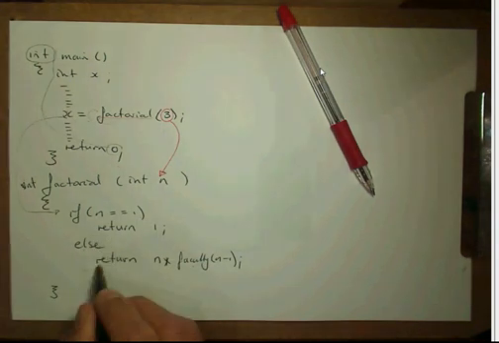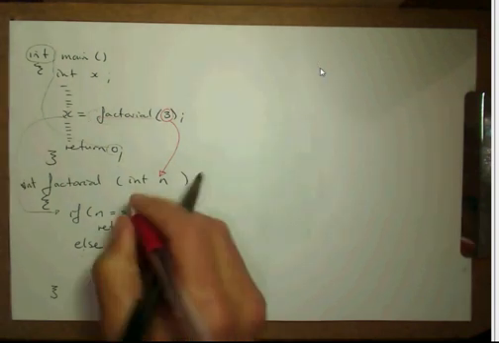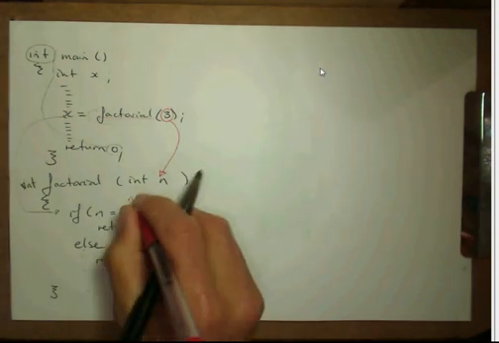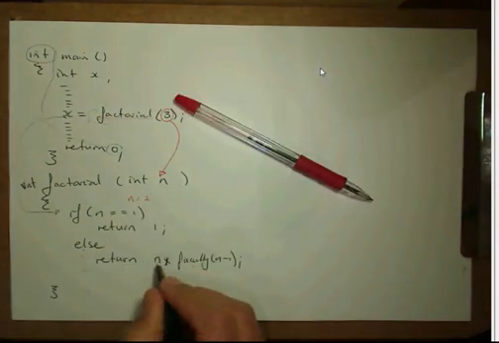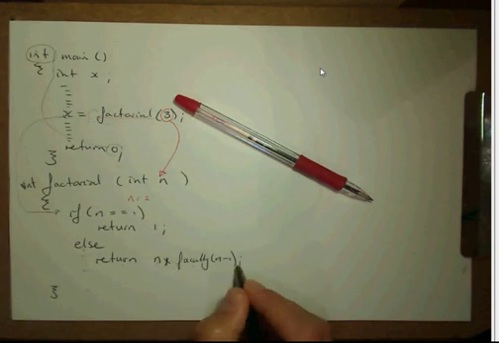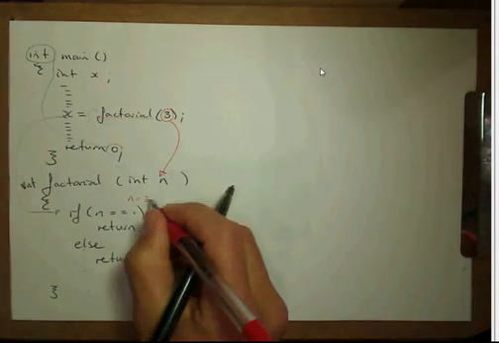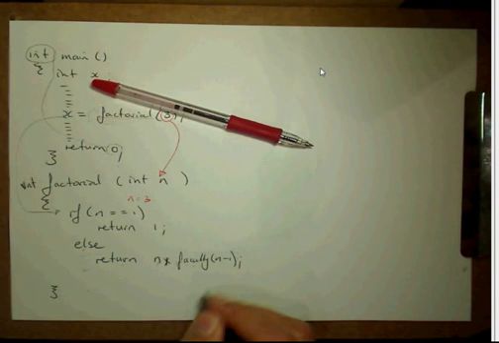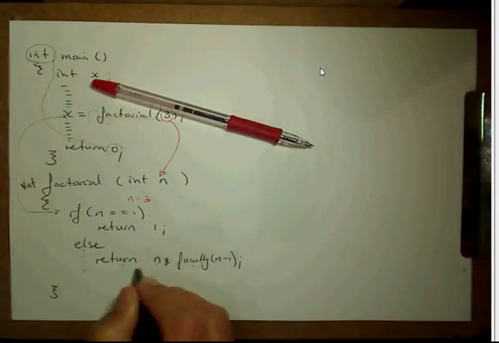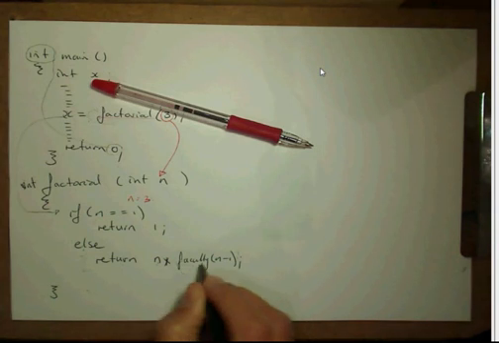This says return the following. I'm just going to write it down here: n is equal to 3, just so we remember. It returns 3 times the factorial of 3 minus 1, which is 2. So before it can return, it needs to perform this function, because we're telling it to perform a function. So it does this function.